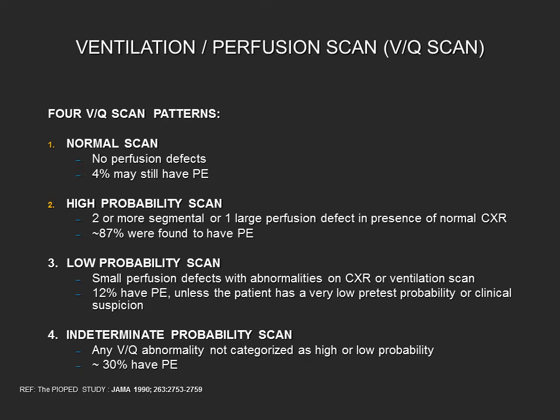4. An indeterminate probability scan classifies patients with any VQ abnormality that cannot be categorized as high or low probability. About 30% of these patients have PE. Patients within this category will go on to have further imaging either in the form of serial ultrasound leg Dopplers or the next imaging modality which we will discuss, CT pulmonary angiogram.